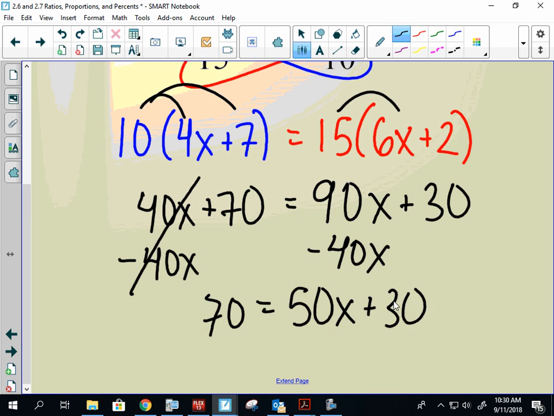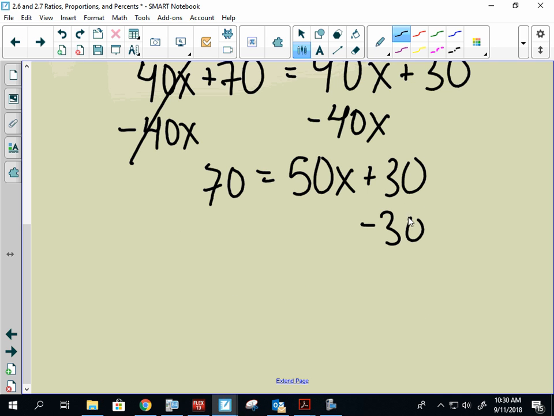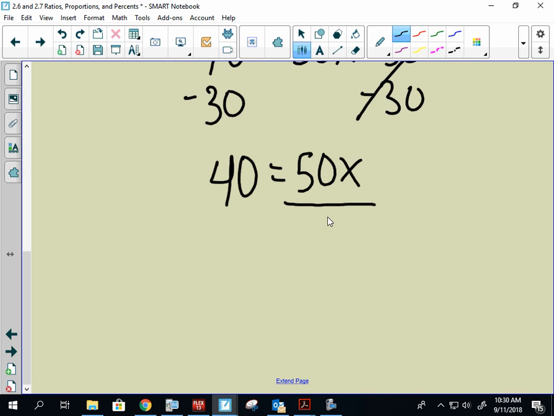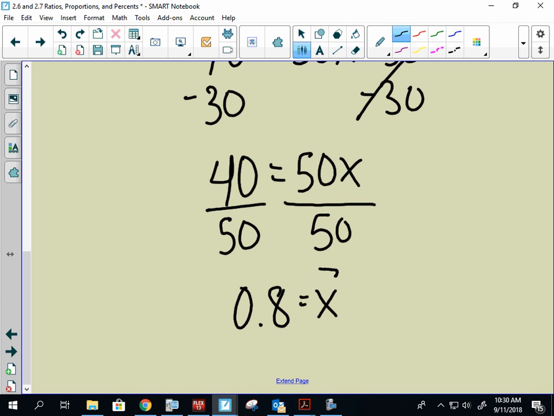I need to get my number terms to the same side, so I subtract 30 from the right, so they're all on the left. 70 minus 30 makes 50, and I get 40 equals 50x. Last step is to solve. Undo what's happening to x, divide by 50. 40 divided by 50 is my 0.8x, or you can write it as 4/5. Okay, there you go. That's all of 2.6.